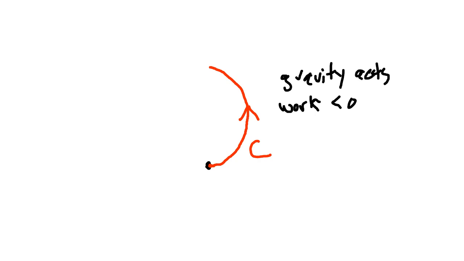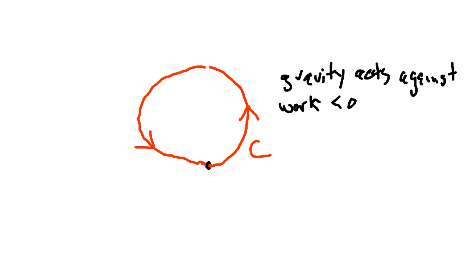Against it. That's right, Norina. So work is negative. Work is less than 0. Gravity acts against that part of the path. Now what I'm going to do is I'm going to do this. Woo. Okay.